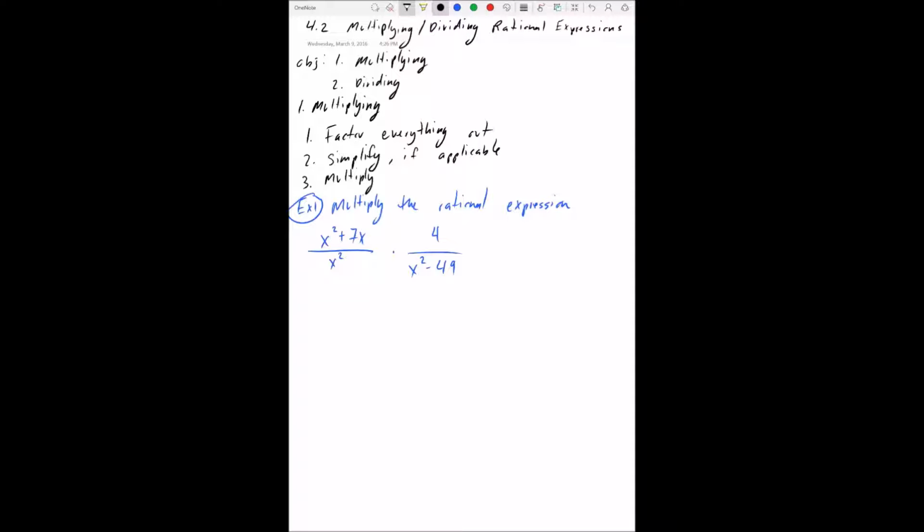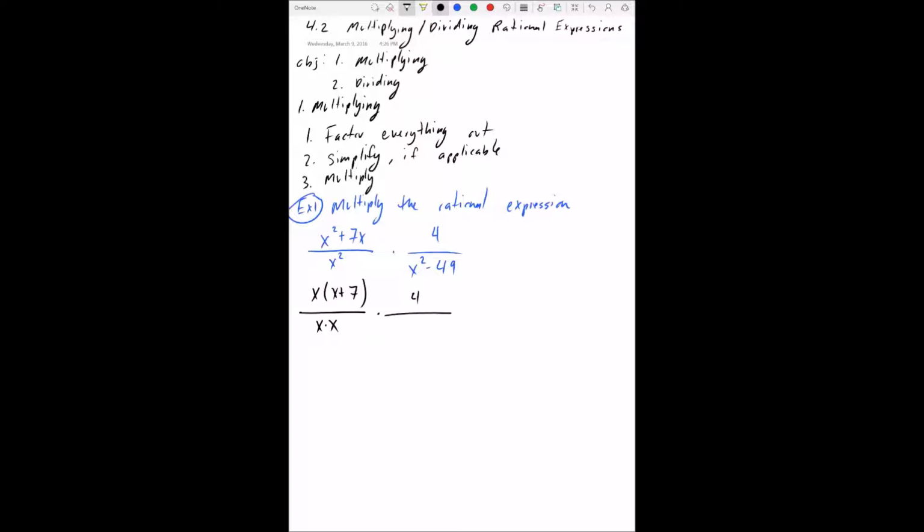So for example 1, we want to multiply the rational expression (x squared plus 7x) over x squared, times 4 over (x squared minus 49). The first thing we want to do is factor everything out. If we look at our first numerator, we have x squared plus 7x. They share an x in common, so we can go ahead and take that out right now. Our first denominator of x squared is just x times x. Now numbers, you pretty much just leave them where they're at, so we'll just have 4.